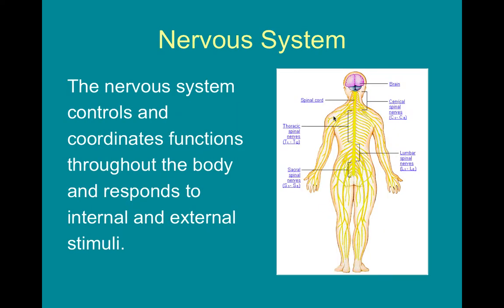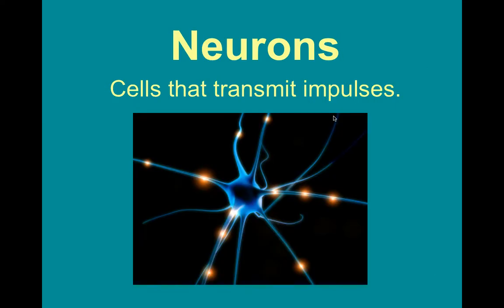The nervous system controls and coordinates functions in the body and responds to internal and external stimuli. There's a lovely picture of your nerves in your body, the whole nervous system. The basic unit of the nervous system is the neuron. A neuron is a nerve cell, and these neurons are cells that transmit impulses, an impulse being a message or a little electrical signal.